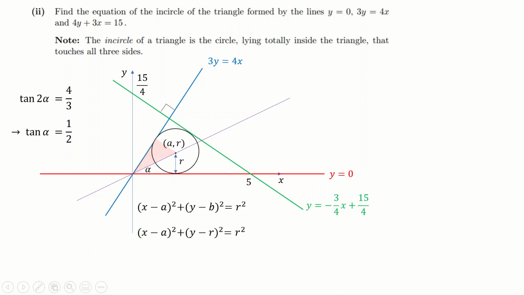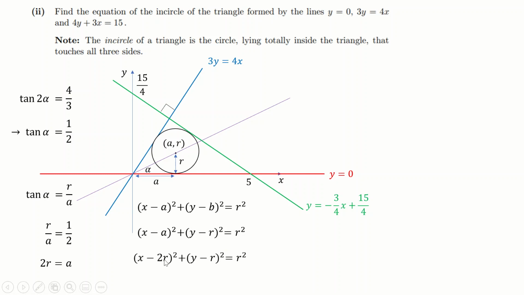But now look what I can do. I can say, well, this length here is A, which means tan of alpha is R over A. But I know tan of alpha is a half as well. So that means a half is equal to R over A, which means A equals 2R. I can replace this A for a 2R.